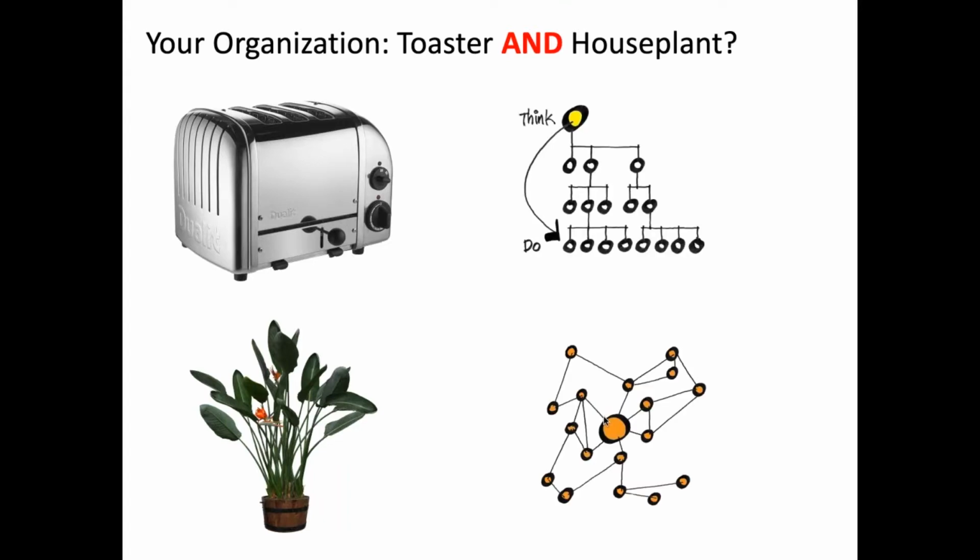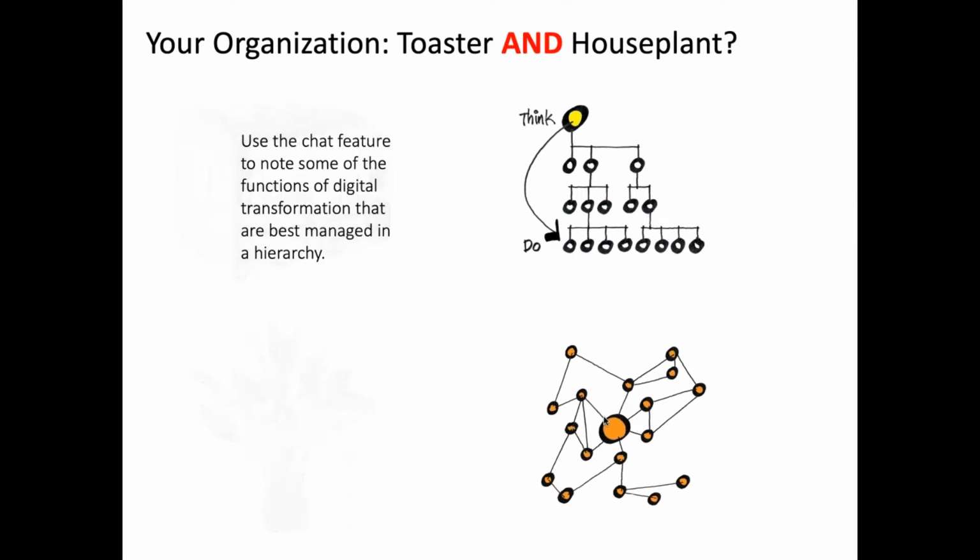There are two different kinds of organizational structures that help us do those things. We have hierarchies and we have networks. Hierarchies help us do the predictable stuff where there needs to be a lot of accountability. But when we need to innovate, when we need to transform, networks are better organizational structures for that. I'm going to ask you to use your chat feature and respond to this question. Note some of the functions of digital transformation that you think are best managed in a hierarchy, where you just tell people what they need to do and they do it. Let's see what a few of you come up with.